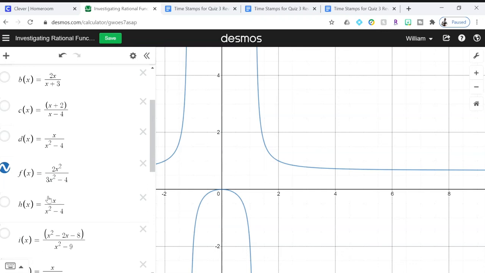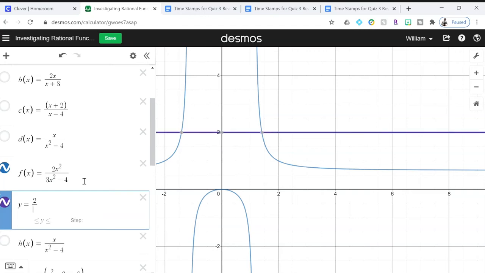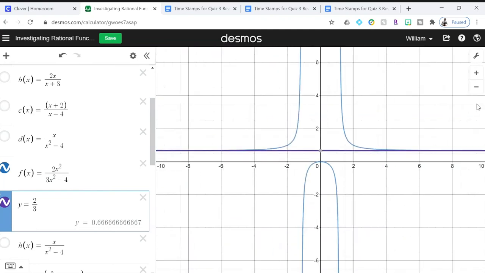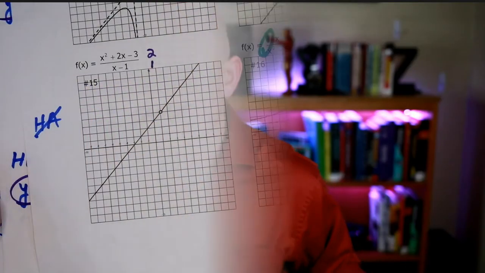And if you were to graph, let's go ahead and do that. Let's graph y equals 2/3. And you can see that that horizontal asymptote is right there at 2/3. So it's always that ratio right there. When the degree of the numerator and the denominator are the same, you take the ratio of the coefficients. That sounds like something we should write down. So let's write it down.